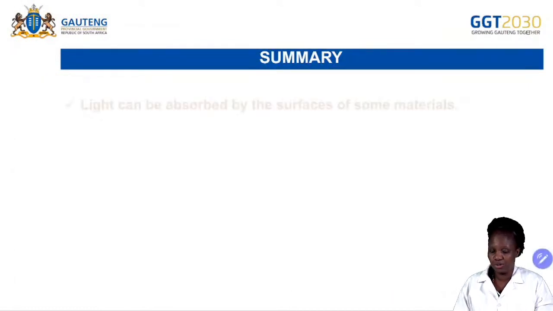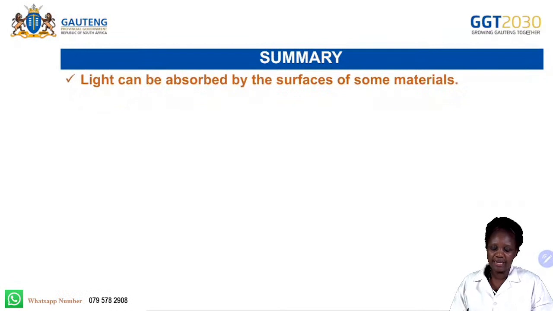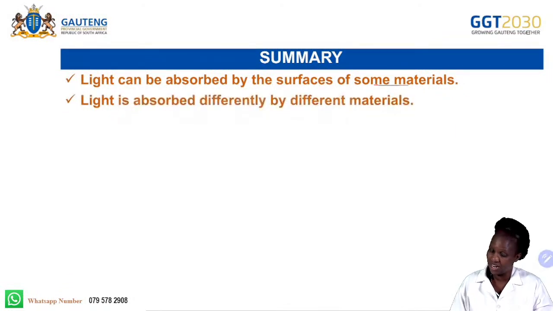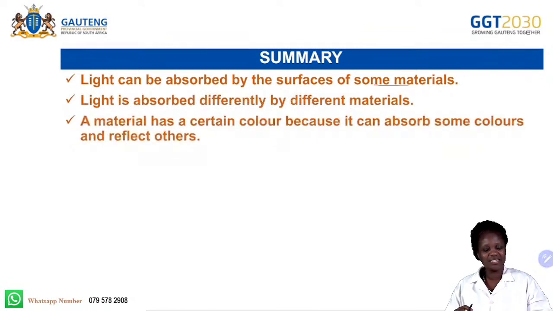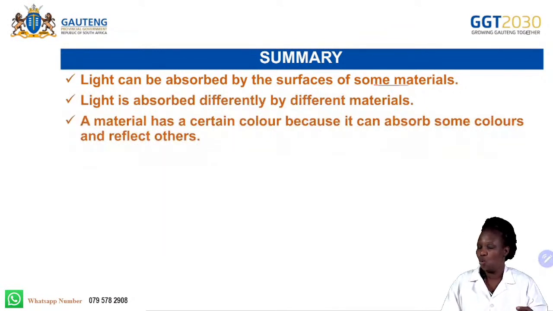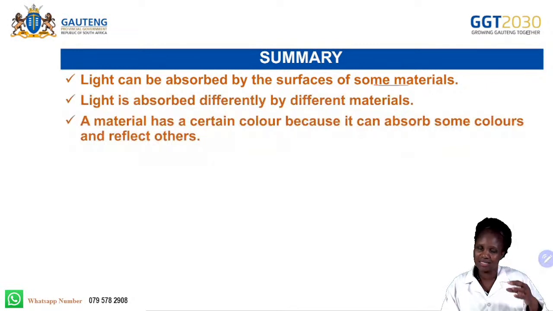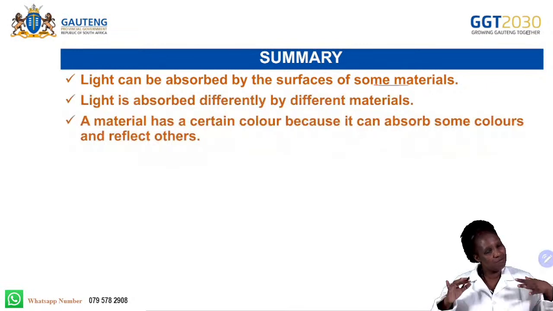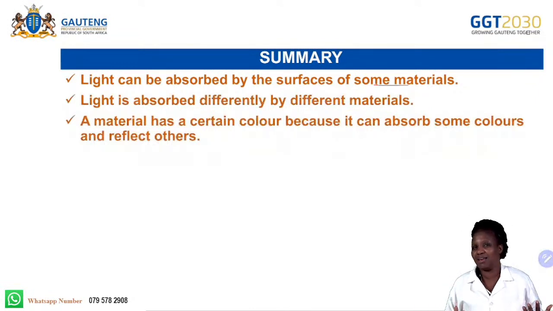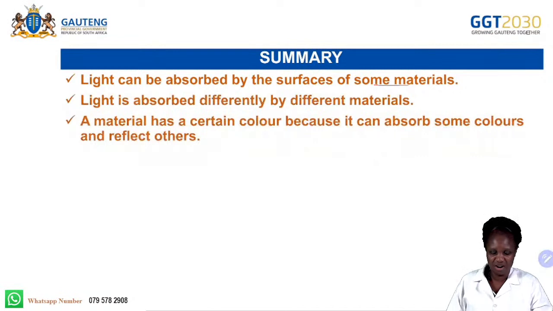Good, let's go to our summary. Light can be absorbed by the surfaces of some materials. All right. And then light is absorbed differently by different materials. A material has a certain color because it absorbs some of the colors and reflects the other colors. We only see the color that is being reflected. If all the colors of the visible spectrum are absorbed, we can't see the color. We'll only see black. All right.